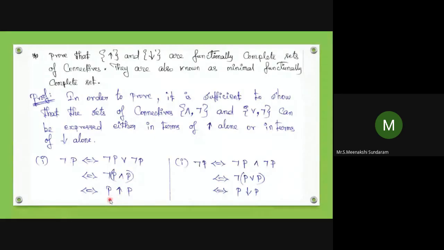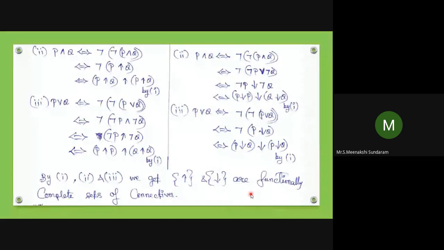Similarly, I can go for NOR. What do you mean by NOR? It is not or, the negation of a disjunction. First again I can use the same idempotent law, then apply De Morgan's law, then I can go for P disjunction P as P NOR P. Similarly, the other two we can prove: disjunction, and P conjunction Q.